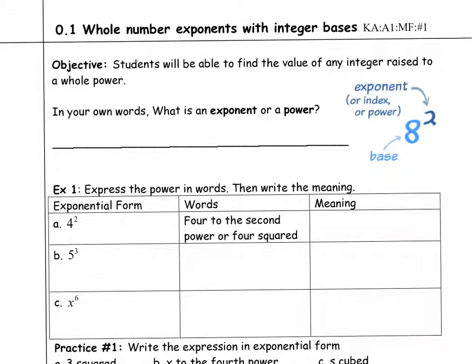Okay, 0.1 whole number exponents with integer bases. This relates to the Khan Academy Algebra 1 Mission of Foundation number 1 skill, or skill number 1. Objective: students will be able to find the value of any integer raised to a whole power.